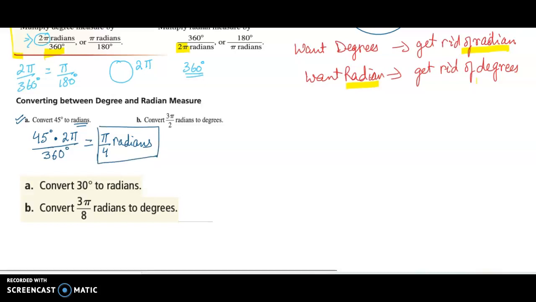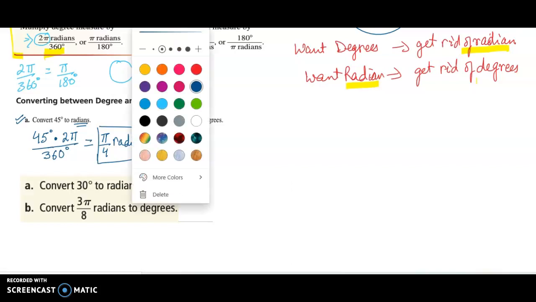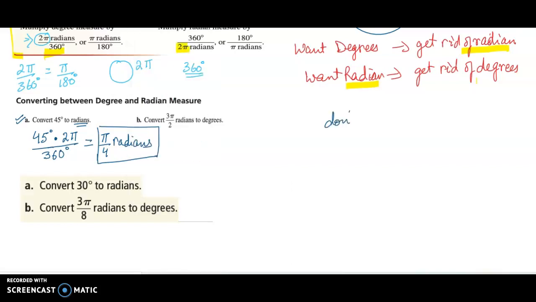That is how you will write answers in radians. One more thing, don't write pi as 3.14 for radians. No, just leave it as pi only, right? Just keep that in mind.